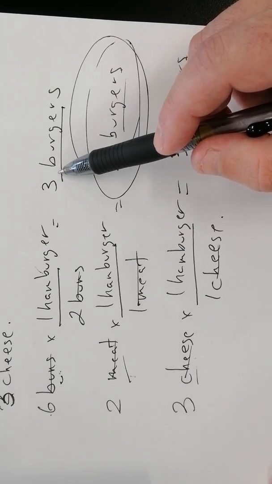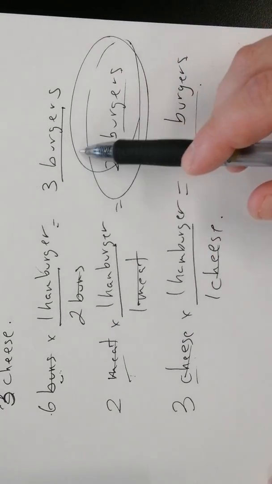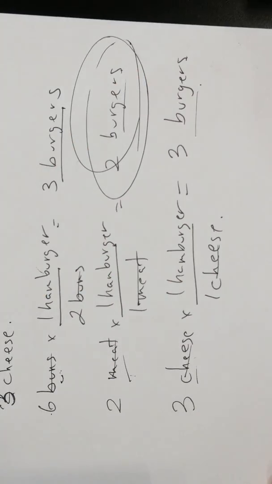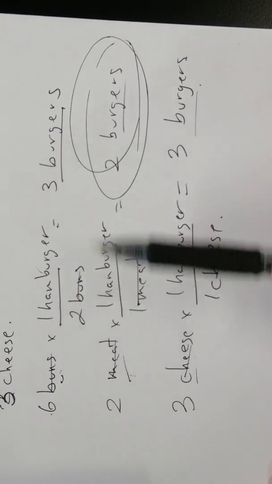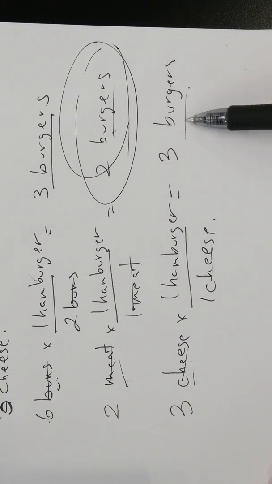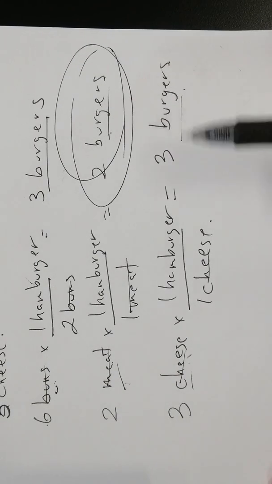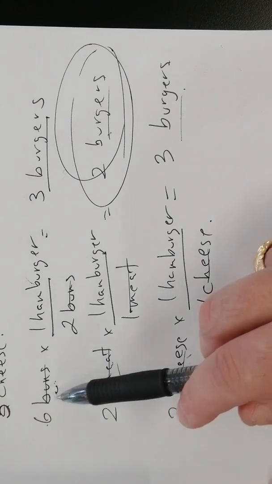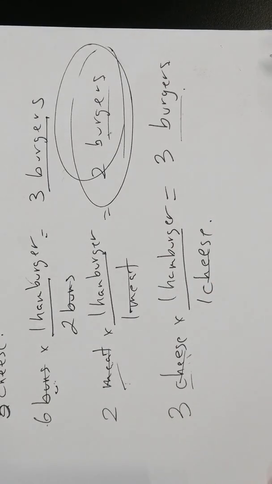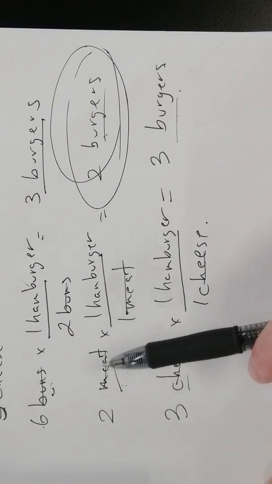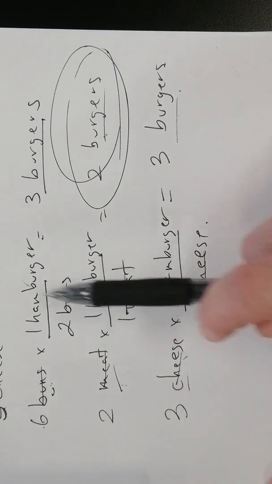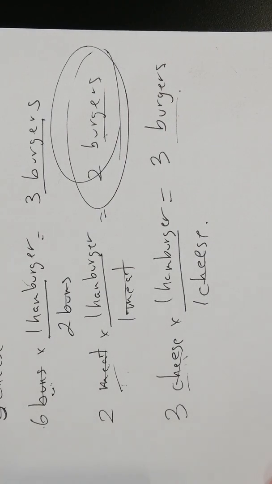For making 3 burgers, though, using all the buns, I would need, according to my equation, 3 pieces of meat. But I don't have 3 pieces of meat. I only have 2 pieces of meat. So I can't make 3 burgers. With the cheese, if we used all the cheese, we could also make 3 burgers. But again, do I have enough buns? Yeah, I would have enough buns, but I wouldn't have enough meat. I only have 2 meat. I would need 3 meat to make 3 burgers.